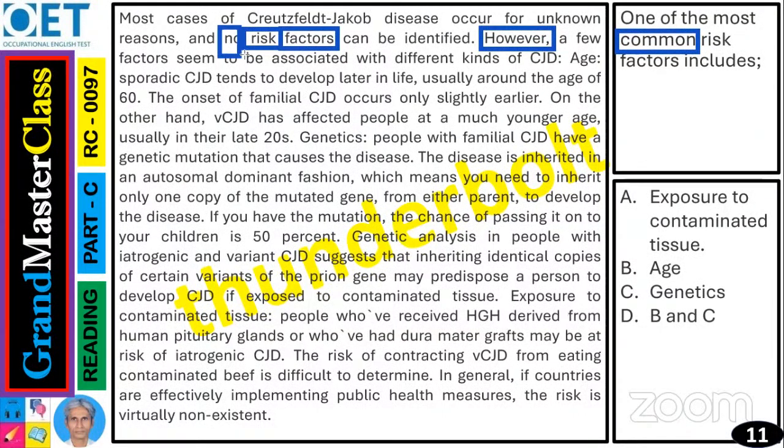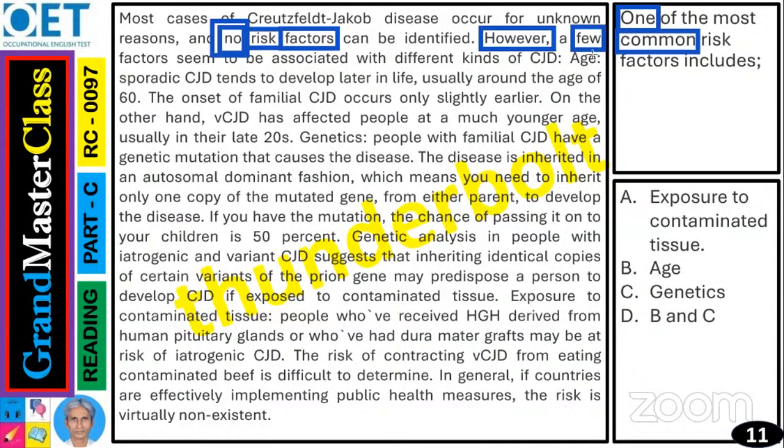So how can one come? There are no risk factors. So there is no answer here, because there is no risk factor. And when there is no risk factor, how can one come? It is zero. In the first sentence, it is zero. So the answer is not there. However, yes, a few are there.